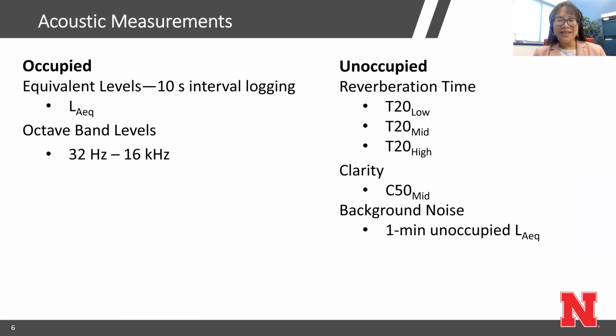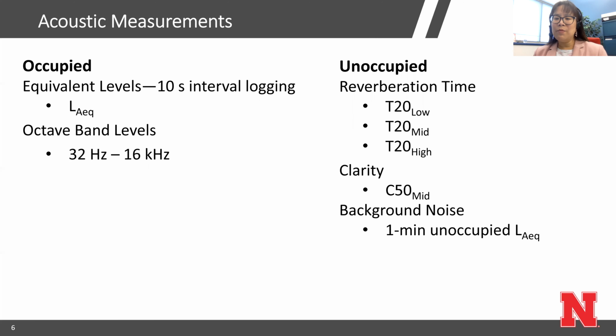So let me focus on the acoustic measurements, since this is a talk at an Acoustical Society of America meeting. On the unoccupied side, from the impulse responses, we could extrapolate reverberation times. Typically, we got T20s, and we would look at them in different frequency ranges. So we had a low frequency average, a mid frequency average, and a high frequency average. We also could look at clarity indices.